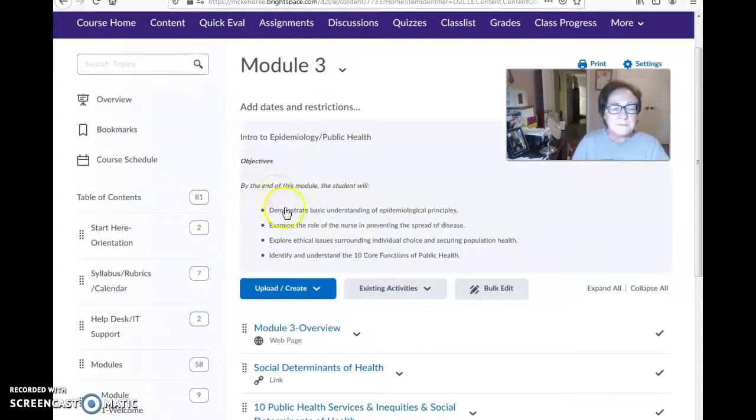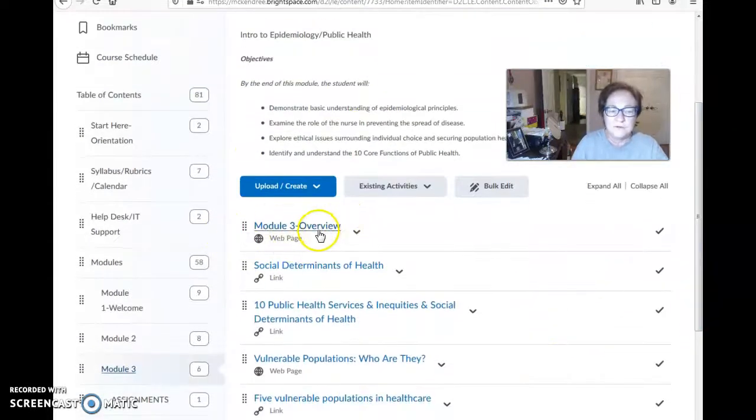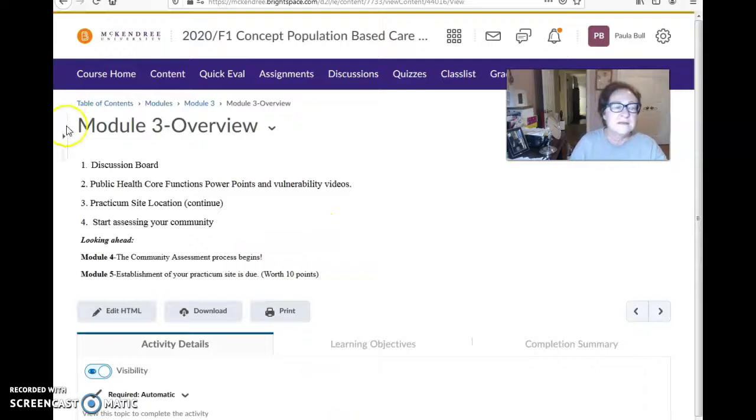The first thing you'll have are your objectives. And then you'll have an overview, which will contain all of your activities for this week. So you have a discussion board this week. The only reason there are not more assignments is because it is expected that during this time you are doing your community assessment. So the next thing, you'll be looking at public health core functions. There's a PowerPoint and there's videos on vulnerable populations.